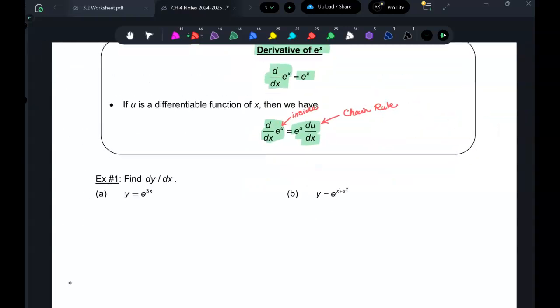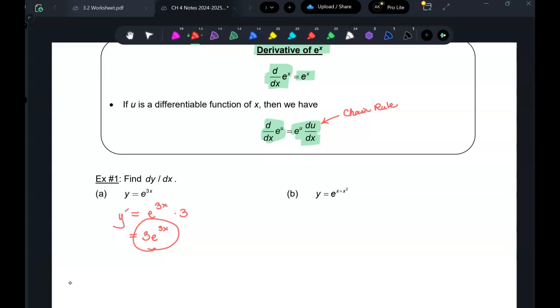So find the derivative of e to the 3x. So that would be, we'll call it y prime, e to the 3x times 3. So you just write 3e to the 3x? Yep.